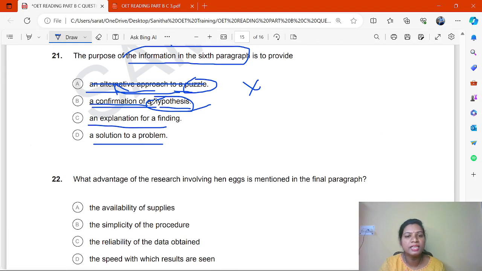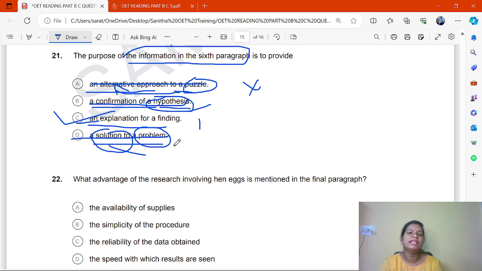An explanation of a finding? Yes, it is giving some explanation of a finding. What is the explanation? They are comparing two different categories. High socioeconomic groups are newcomers. Low socioeconomic groups are living in this community. They are explaining a finding, so we can mark it here. A solution to a problem? Here they are not discussing any problem or giving any solution, so we can eliminate this option. Then what is the answer?